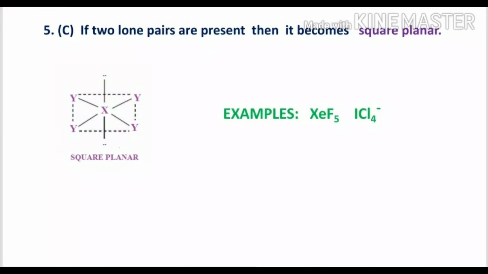5c. If 2 lone pairs are present, that means in the axial positions the 2 bonding pairs are removed, and instead 2 lone pairs are present. Now the structure becomes square planar. So from the octahedral with no lone pair, if one bond pair is removed and one lone pair is present, it becomes square pyramidal, and if 2 bond pairs are removed and 2 lone pairs are present, it becomes square planar. Examples are xenon tetrafluoride and the ICl4 ion.